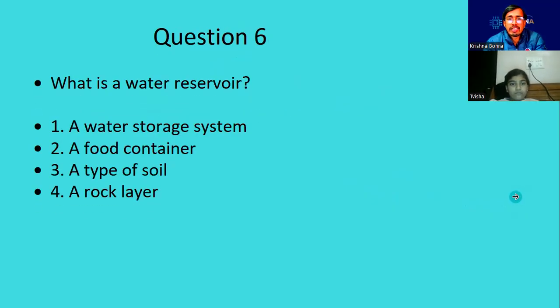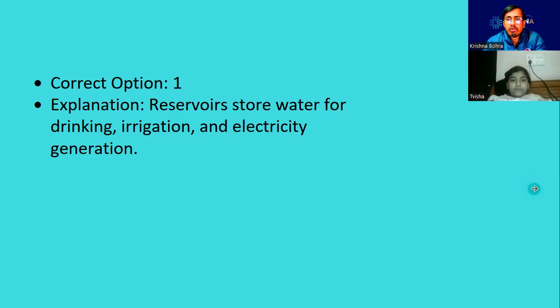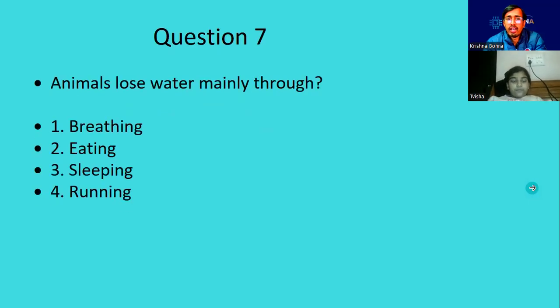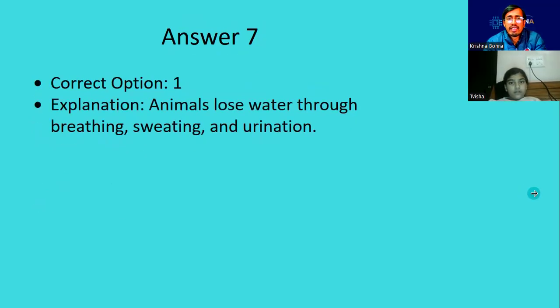Let's move on to question number 6. What is a water reservoir? A water storage system, food container, type of soil, rock layer. A water storage system. You are absolutely correct. Moving on to the 7th: animals lose water mainly through breathing, eating, sleeping, or running. Option 4, running. Okay, you are absolutely correct.